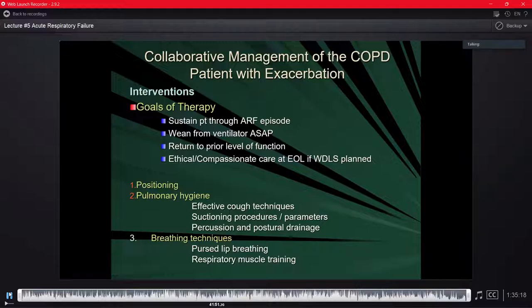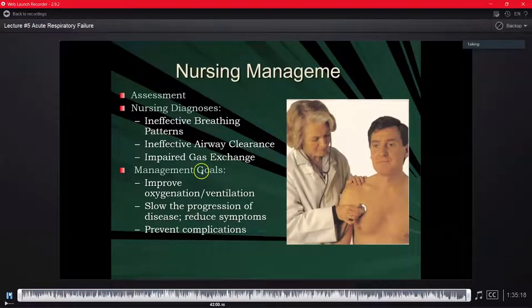Coughing technique, suction if necessary, of course. Postural drainage, percussion, respiratory muscle training. All of these absolutely are things that need to be done really quick.